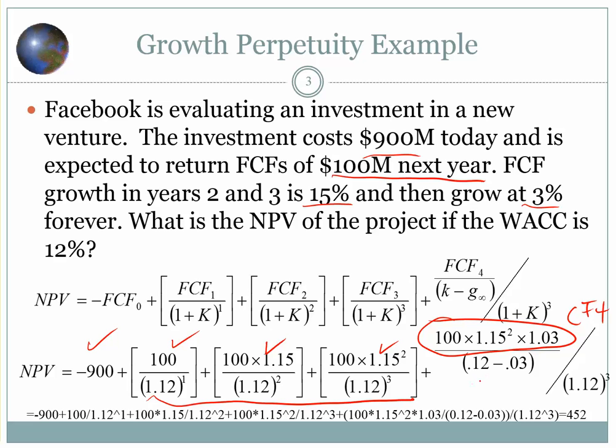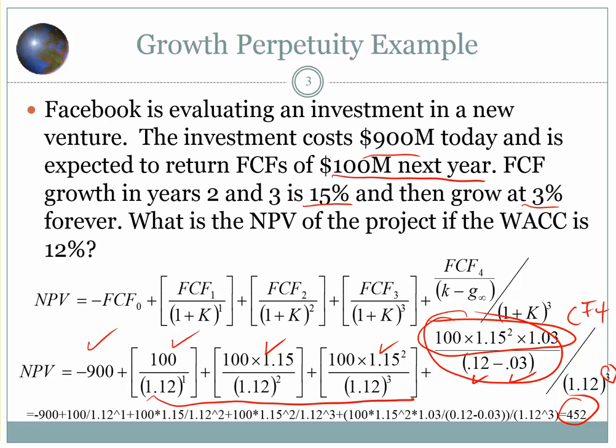And at that point, I know that it's going to grow at 3% forever, and I'm given that the cost of capital is 12%. So this term here would be the present value of all cash flows from year 4 and on, given as the value in year 3. So I'm going to discount that back 3 years, and I get 452.